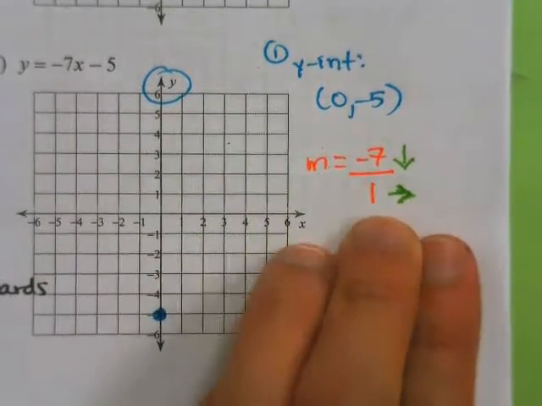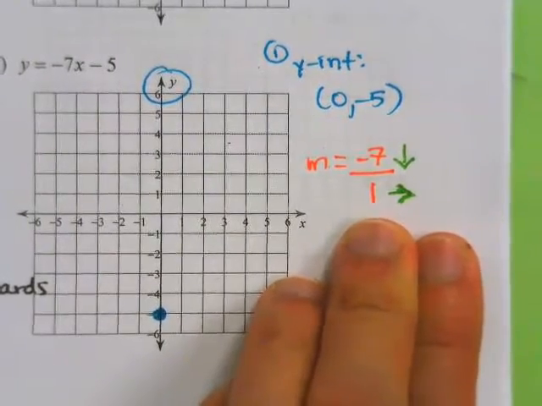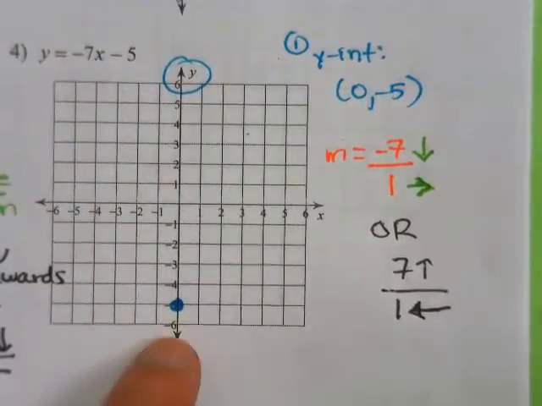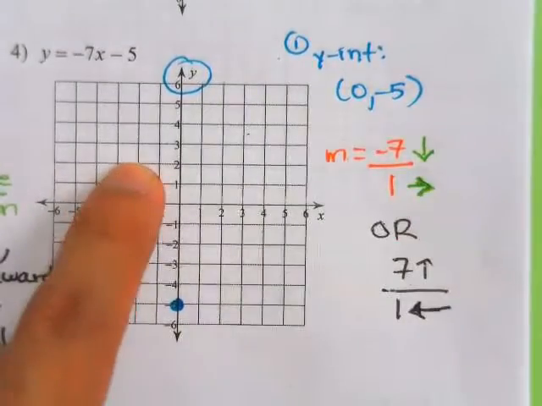So again, if you are able to do 7 down, 1 to the right, go for it. But if you're not able to do it, you got to go fully backwards. 7 up, 1 to the left, and let's do that right now. 1, 2, 3, 4, 5, 6, 7.